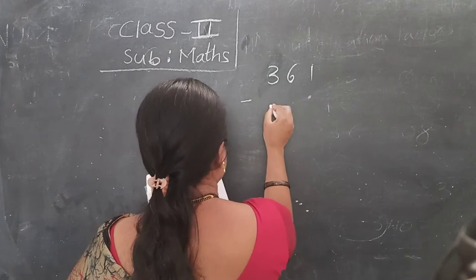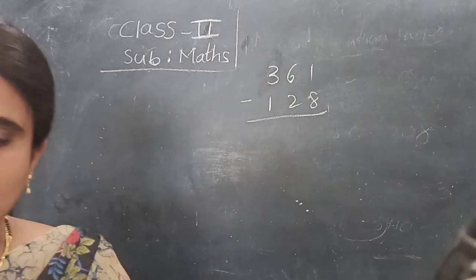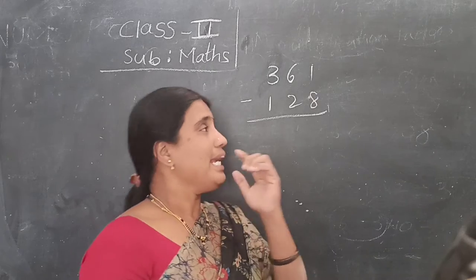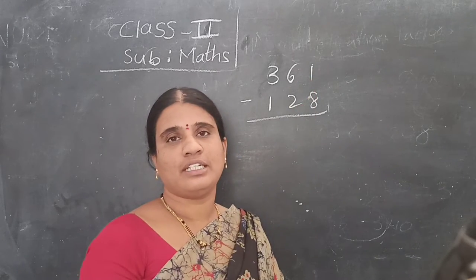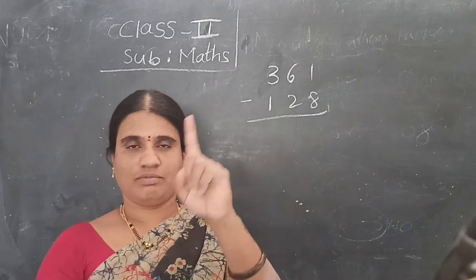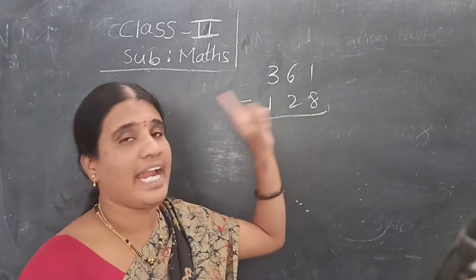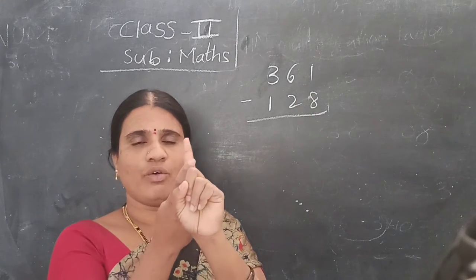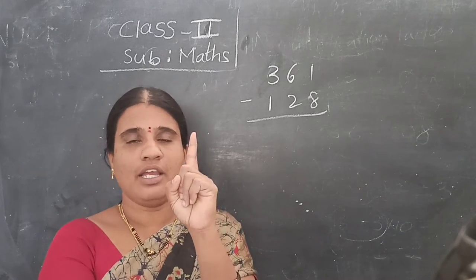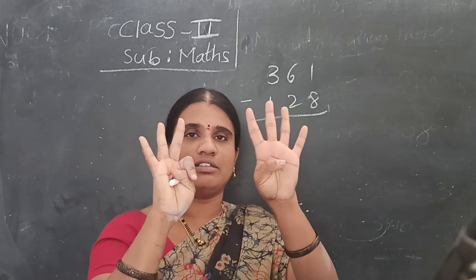361 minus 128. So how do we do the subtraction? Now see, is it possible to subtract 8 from 1? You have to open 1 finger and close 8 fingers. Actually, you have only 1 finger open, but you have to close 8 fingers. Is it possible? If you have opened 1 finger, is it possible to close 8 fingers?